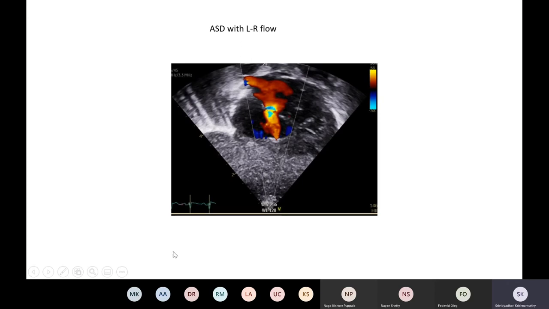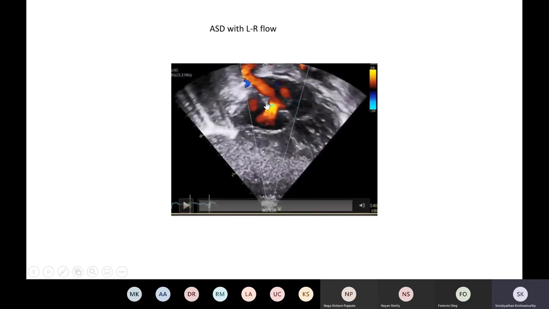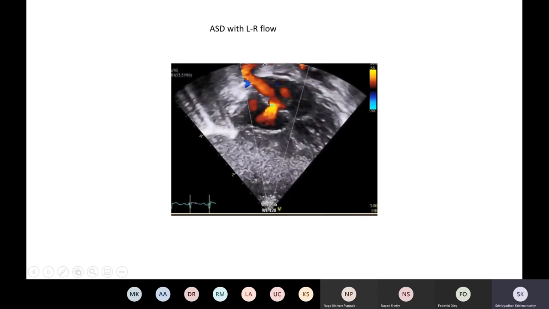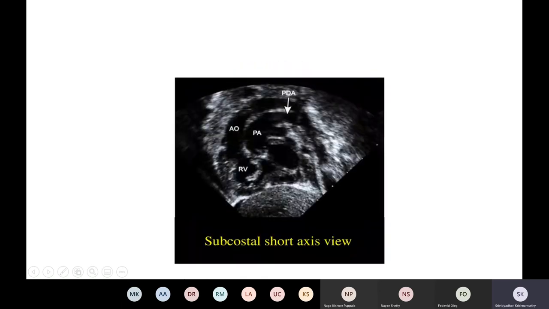So this is a video that shows the ASD communication. So there we go, with left to right flow there. So subcostal views, what we were talking about, the arteries being parallel. So that's the right ventricle giving out a parallel. Normally, you don't see this kind of pattern.